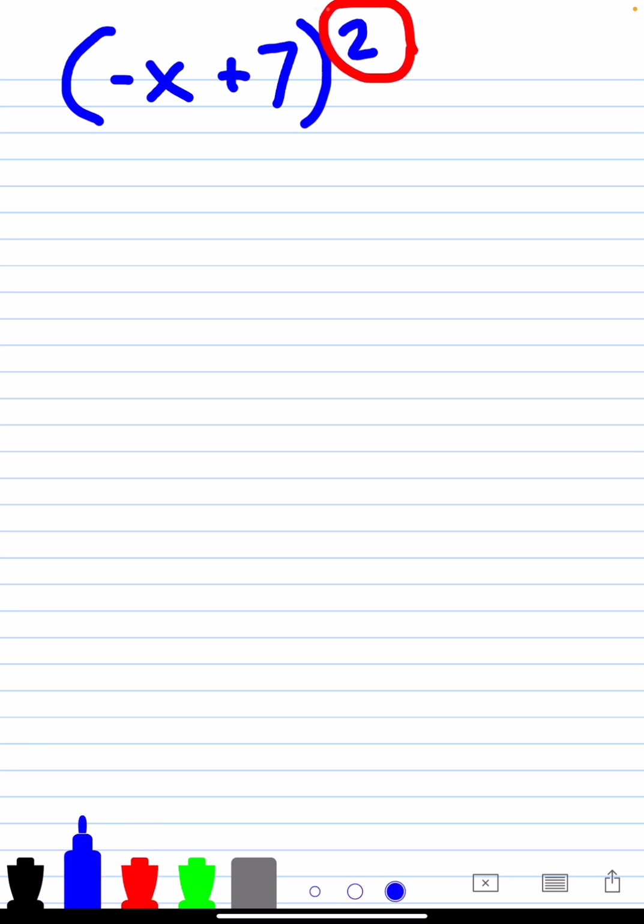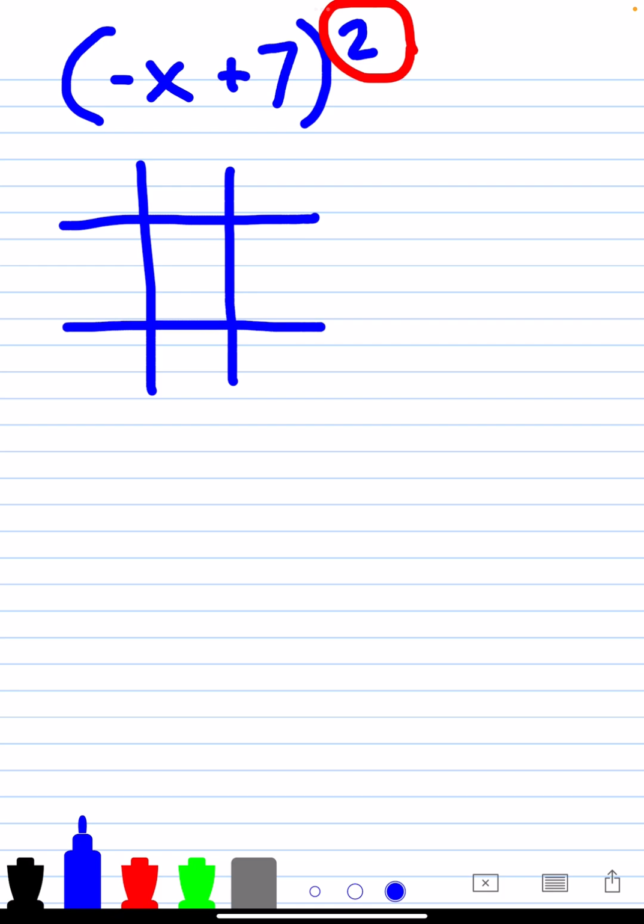So we're going to convert vertex form into standard form using the tic-tac-toe method. So now that we identified this is an expanding binomial, we're going to use the tic-tac-toe method. First we're going to draw out our tic-tac-toe board. Then we're going to put a multiplication sign right in this box, multiplication.